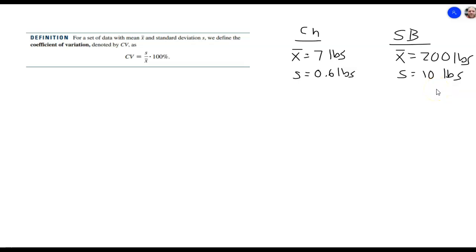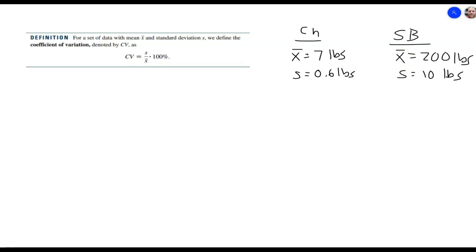Now let's say I asked which of these two groups was more extreme, like which one had the greater variation, which one's data values were more spread out. You might look at that and say, well, that's definitely the St. Bernard because they have a 10-pound standard deviation, whereas the Chihuahua only has 0.6 pounds. So this data group is far more extreme. But that's really not true because we're comparing apples and oranges here.